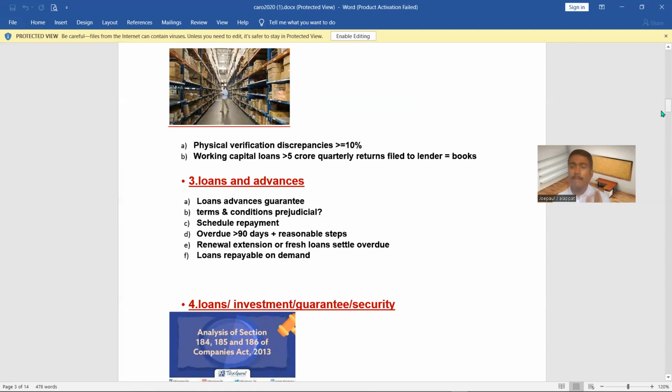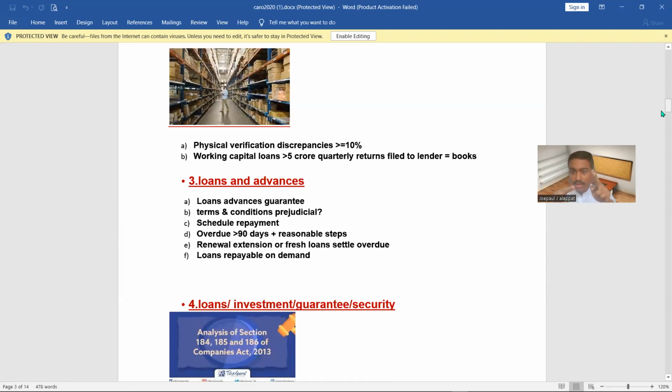Then the next point is a little difficult to understand, but I will explain, guys. If there are any working capital loans above 5 crore on the basis of inventory. For example, your company has taken a loan above 5 crore with the security of inventory. You are going to file some returns to the bank also.